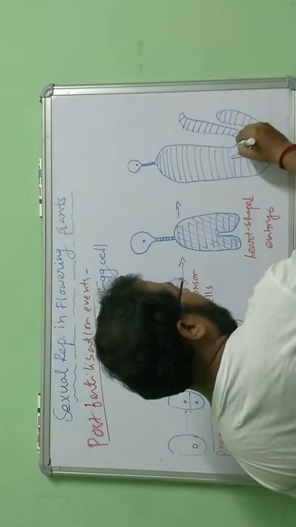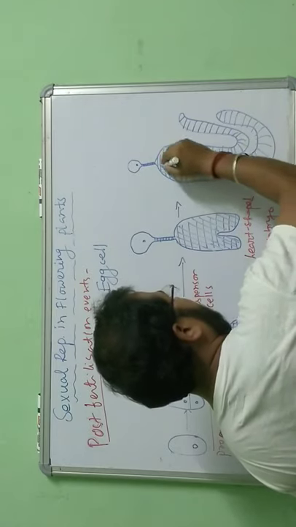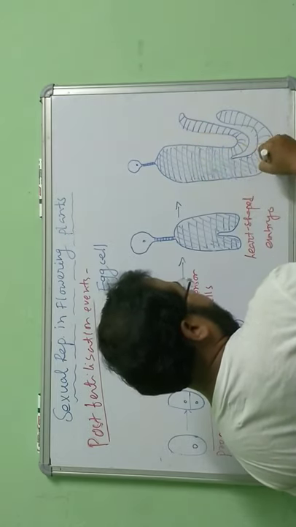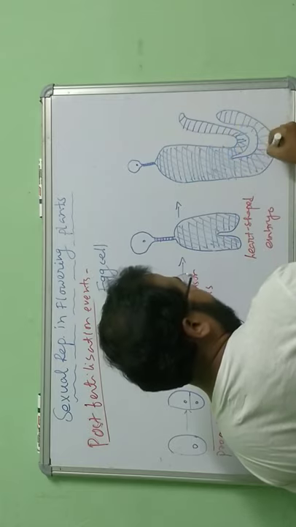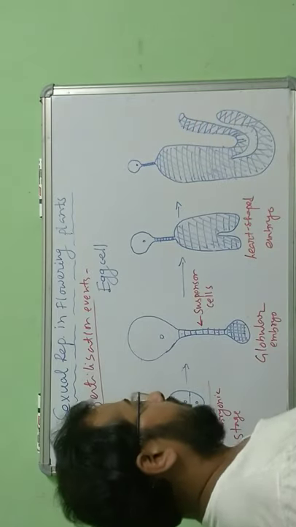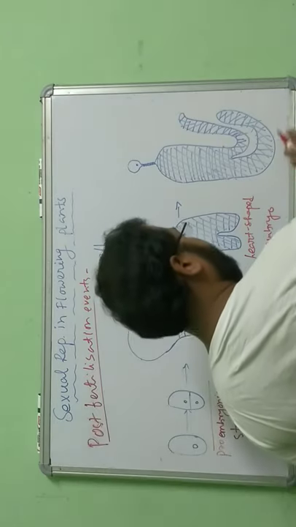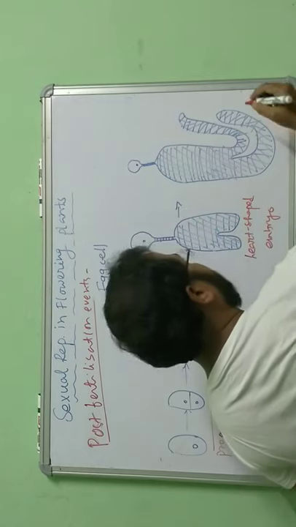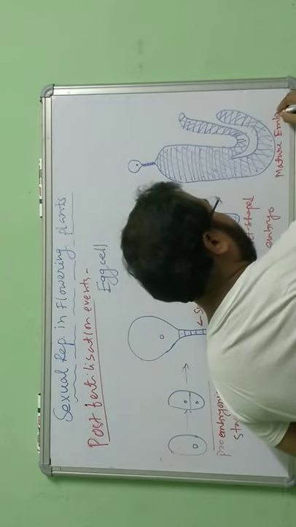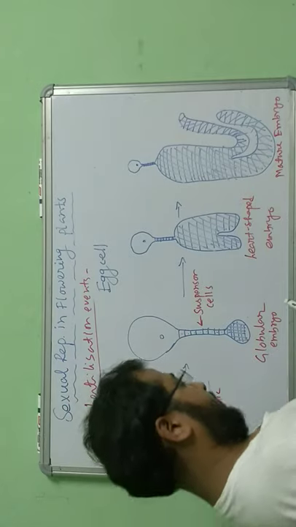Very easy diagram, not tough. You have to practice this diagram. So this is the next stage of development. This is the mature embryo. So let's write here: this is the mature embryo. Okay, so let's label it.